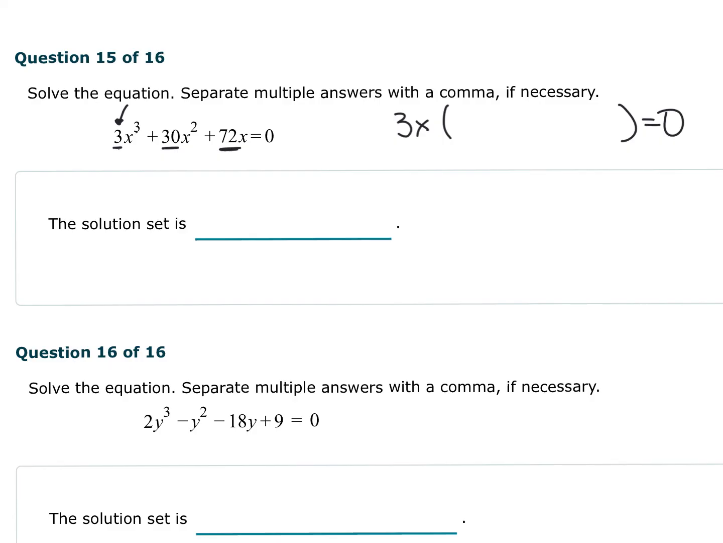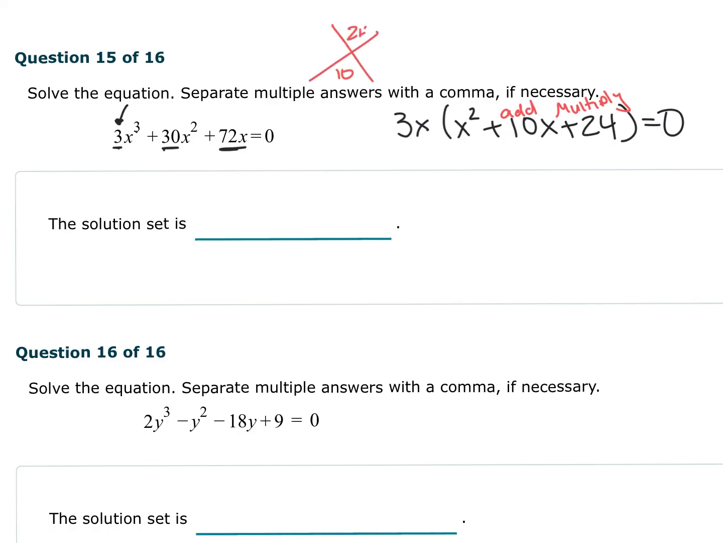So 3x cubed, and if I take out a 3x, I'm going to have x squared remaining. 30x squared divided by 3x is positive 10x. And then 72x divided by 3 is 24. All right, and then I'm going to be able to continue to factor. So I'm looking for two numbers that add to get 10 and multiply to get 24.